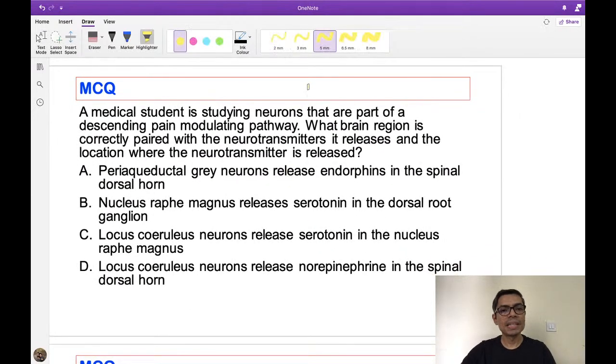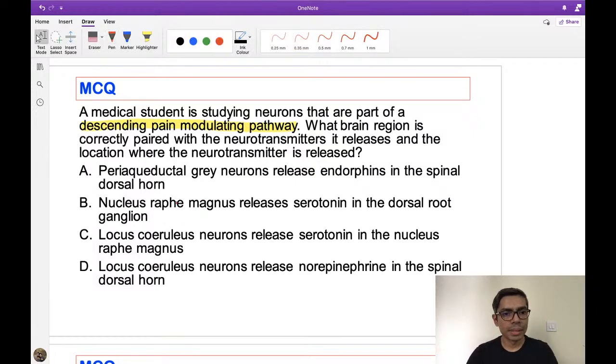A medical student is studying the neurons that are part of a descending pain modulating system. This is one of the important hot favorite topics in NEET, the descending pain modulating pathway. Which brain region is correctly paired with the neurotransmitter it releases, and the location where the neurotransmitter is released? The question is clinical-based, but ultimately you require knowledge of physiology to answer it. Look at the options and read them carefully. I am giving you 1 minute to answer: what do you think will be the correct answer?